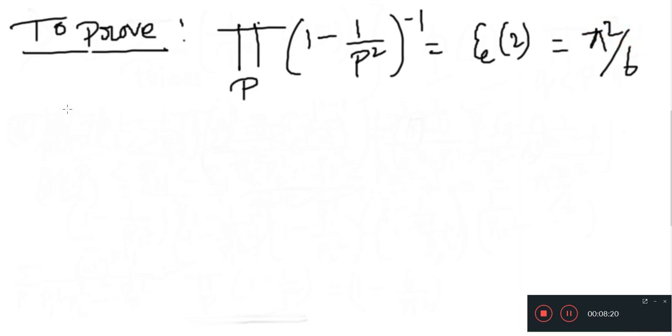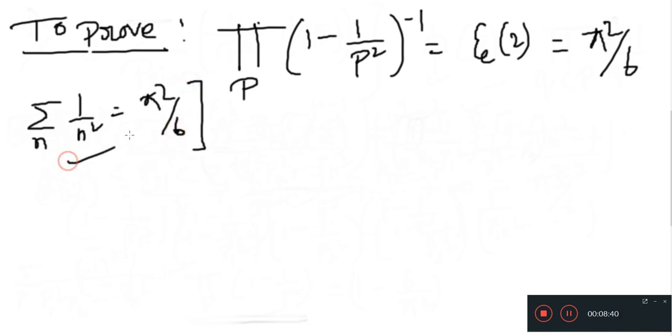Now if you can assume that the summation, that is the sum over the naturals of 1 by n square, equals pi square by 6, we are well and good to go. But if you still refuse to do that, we can do that. Let's say we can prove this one too.